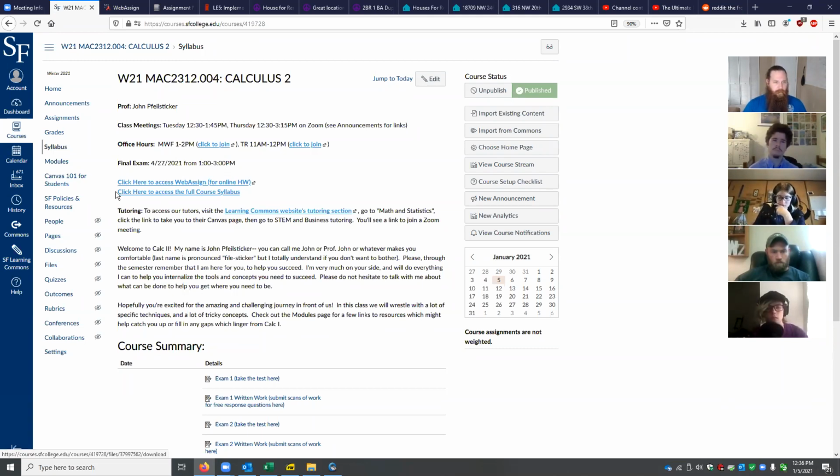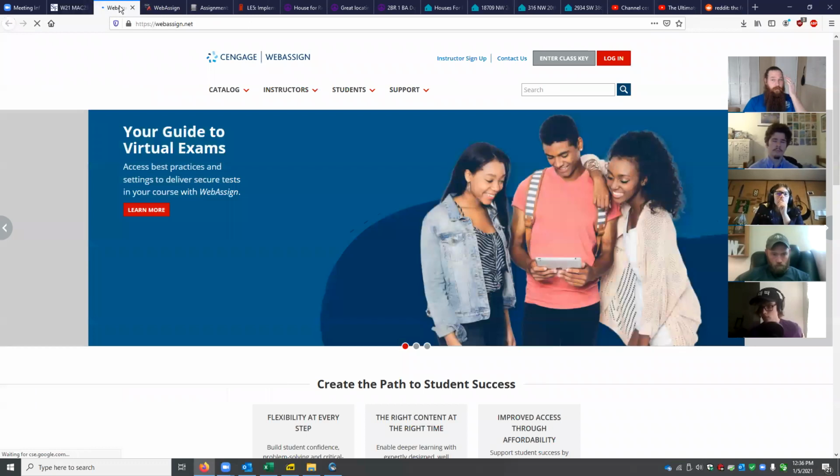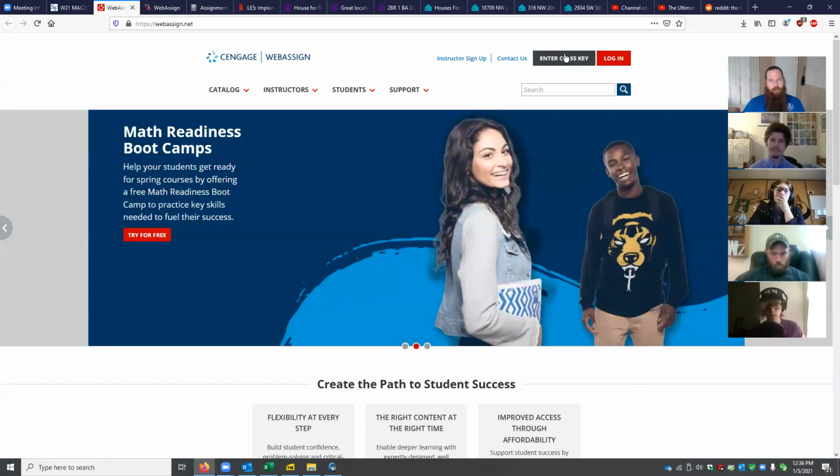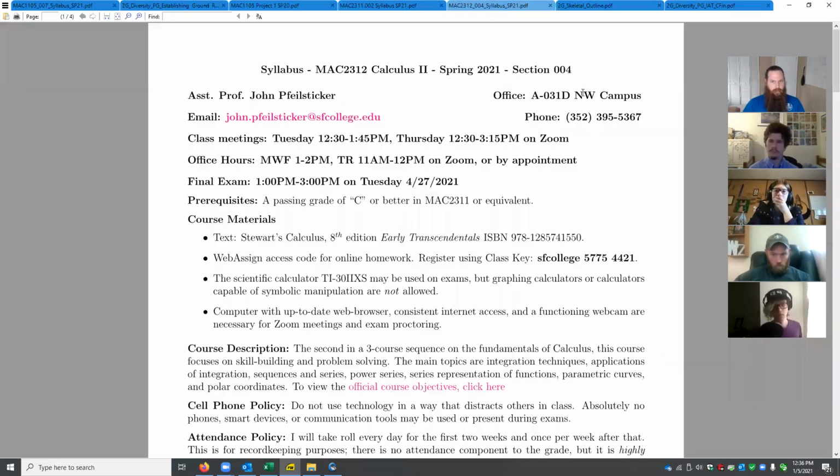Of course, the second link down here is the syllabus. I mentioned that a minute ago. This first link takes you to WebAssign. I'll pop that open in a new tab. I think I'm not logged in. Okay. So if you haven't registered for WebAssign yet, you would click this gray button and enter the course ID from the syllabus. That's this thing. You can copy paste it out of the syllabus.